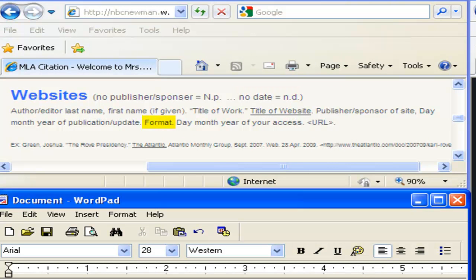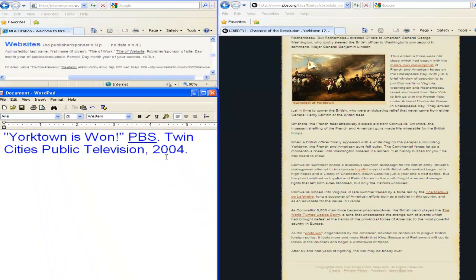The next piece of information is not something listed on a website. All the MLA formula is asking for is what format you used. In this case, we used a website, so we will write web followed by a period.